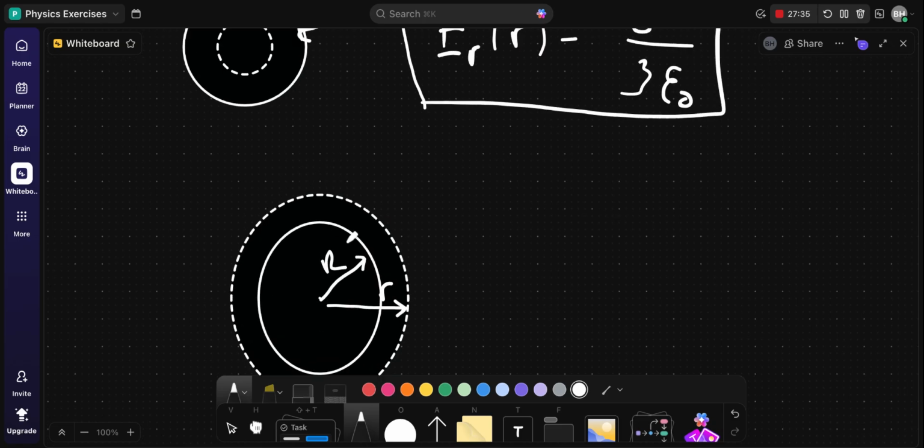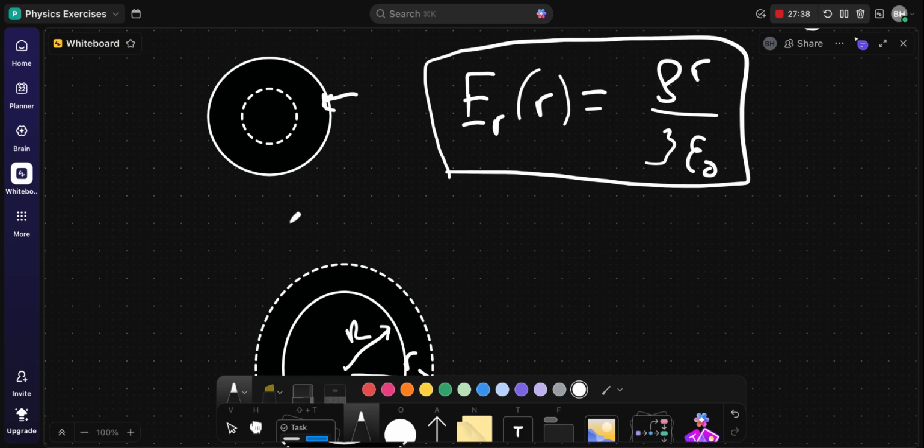And look what happened. Here's your sphere, and again, this has radius capital R. This has radius small r. But here the small r circle, which is the Gaussian surface, is within the sphere. But all of a sudden, when we keep increasing it beyond capital R, we're outside, and that now includes the volume charge density and the surface charge density.